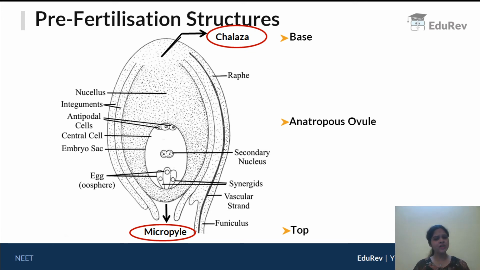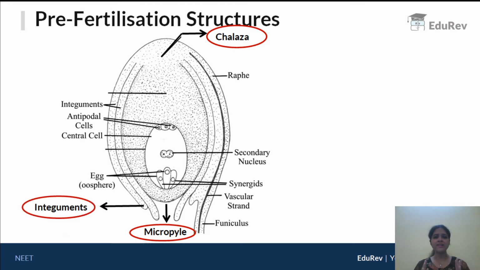Okay, now let's focus a little bit on the micropyle. Now the micropyle is also called the micropyle opening. It is an opening of something. Very clearly you can see that the micropyle seems to be covered with two layers. Very characteristically speaking, you can see two layers over here, on either side, presence of two layers.